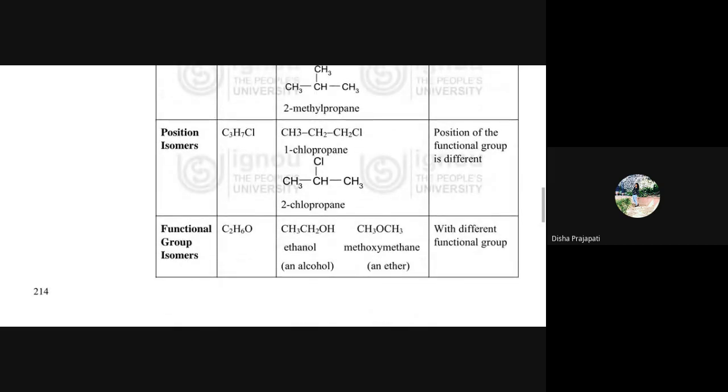And if the functional group is different, then it is called a functional group isomer. The compounds' formula is the same, C2H6O, but the position of O is different and the functional group is also different, so they are called functional group isomers. The first one is an alcohol called ethanol, and the second is an ether called methoxymethane.